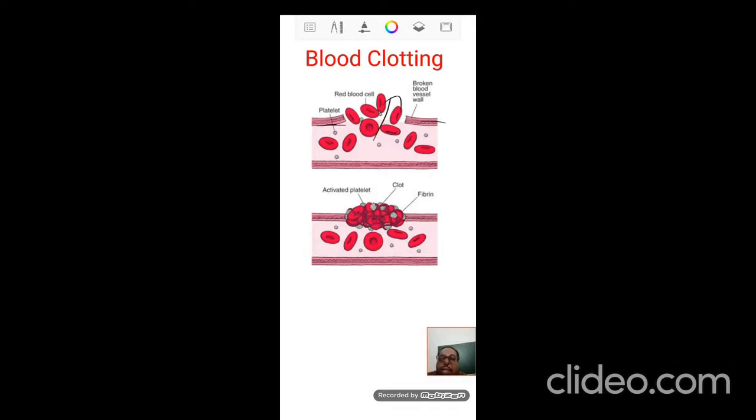If anywhere the blood vessel is ruptured, the platelets will come and do their function. The platelets are also known as thrombocytes. They will come and do the blocking process. And if the blocking is not done, what will happen? There will be leakage, pressure leakage. Number two, there is a chance for invasion of microorganisms into the body, and it will cause other infections and diseases to us.